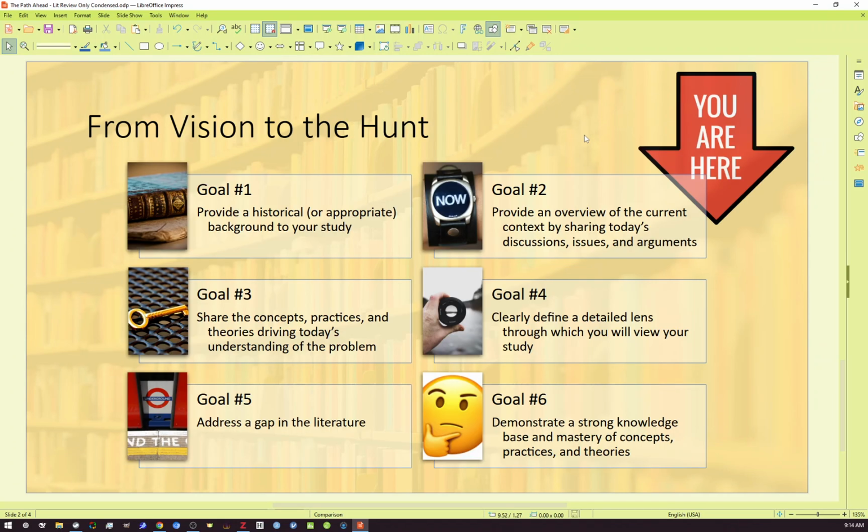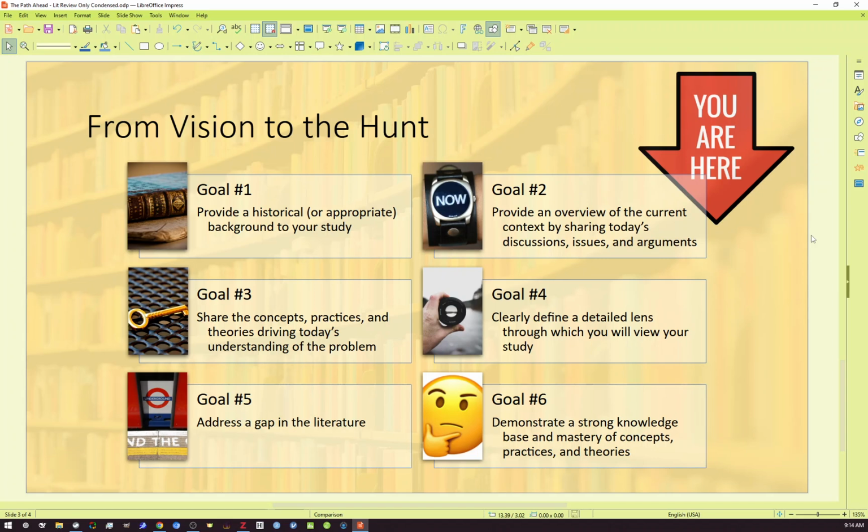Now that you know the difference between gray and academic literature, let's just talk about the goals for a lit review. When you do a lit review, there are really 6 goals. Okay, probably less depending upon what you want to do, but these are the biggies. The first one is to provide some sort of background to your study. It doesn't have to be historical, it just has to be some sort of background. Okay. Second goal is share our perspective of the problem today. How do we think about the problem today, right now?